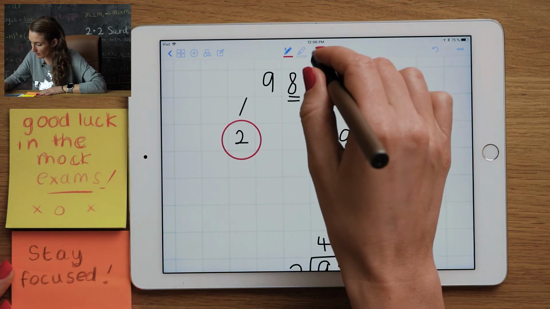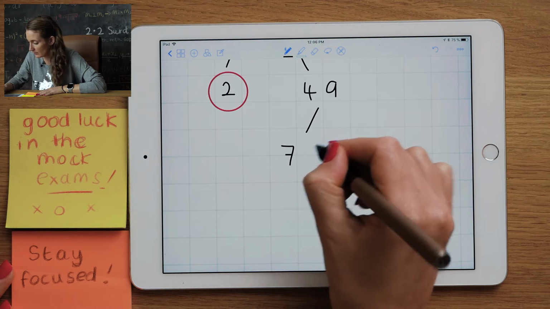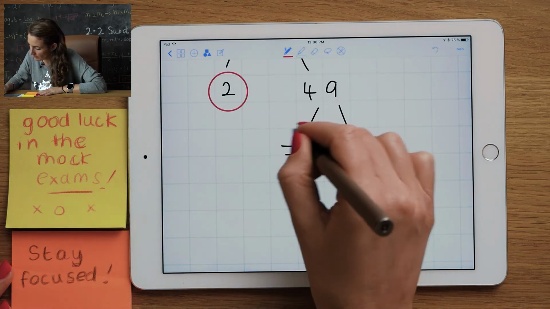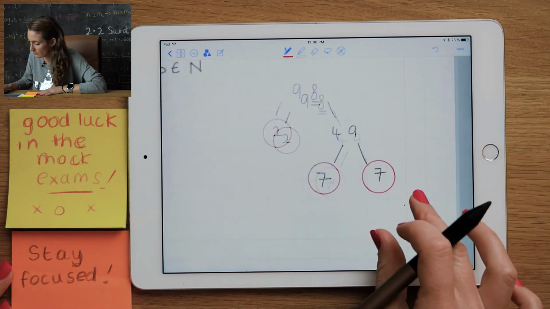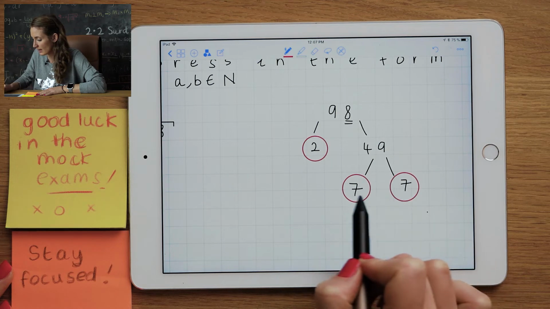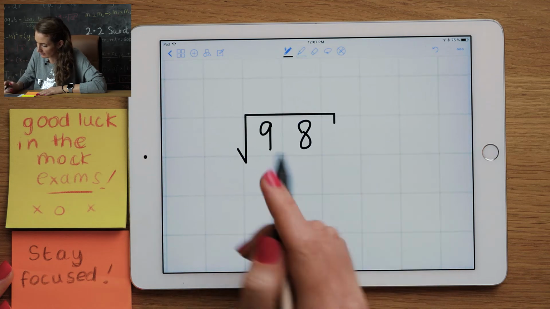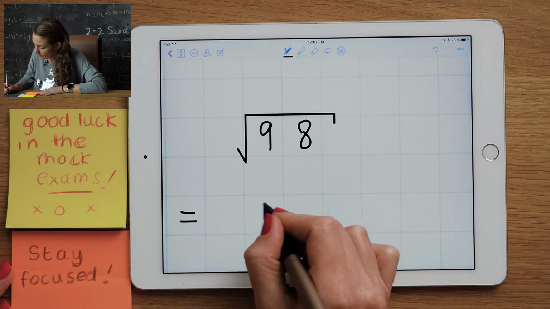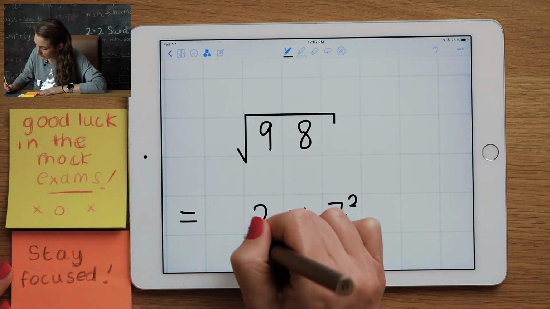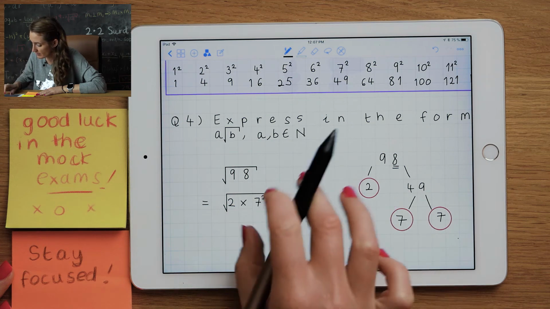Now 49 can be broken down into 7 times 7. So these are both prime numbers, so I put a circle around them, and there's nowhere I can continue now. Every branch is ending in a prime number. So I'm going to rewrite 98 as 2 times 7 squared, because I had one 2 and two 7s.